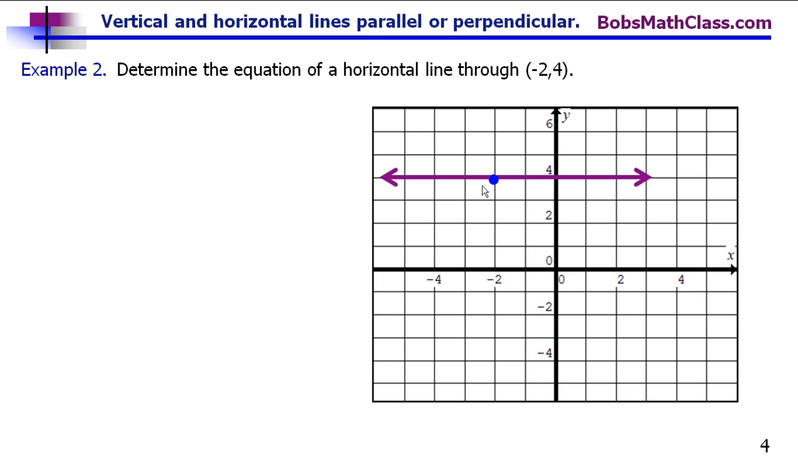What is the equation of a horizontal line? It's always y equals a number, and that number is wherever it intersects the y-axis. So where does it intersect the y-axis? Right here. Y equals 4.